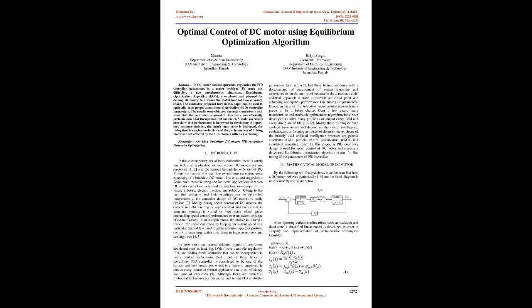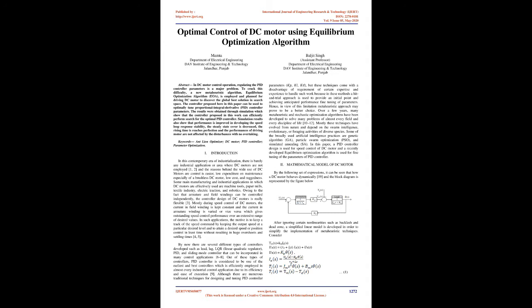Mostly during speed control of DC motors, the current in the field winding is kept constant and the current in the armature winding is varied, or vice versa, which gives outstanding speed control performance over an extensive range of desired values. In such applications, the motive is to keep track of the speed command by keeping the output speed at a particular desired level and to attain a desired speed or position control in least time without resulting in huge overshoots and settling times.